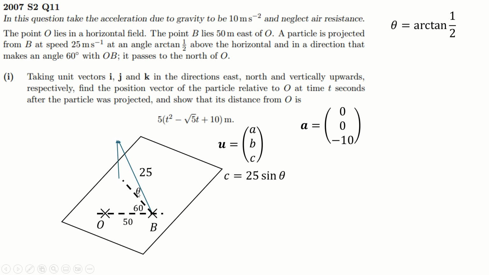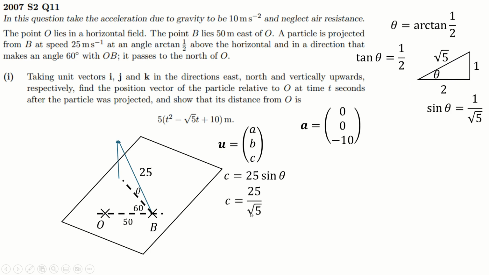Anyway, the k component is the easiest thing to do, and that's literally just 25 sine theta. Now, if theta is arctan of a half, you can draw a little triangle and make the hypotenuse root 5. So sine theta is 1 over root 5. That's all relatively easy. Then we can rationalize, multiplying by root 5 over root 5, and you'll end up with 25 over 5, which gives you this 5 here. So that's its vertical component, the k component of its velocity. I'll deal with the position vector bit in a second, but that's the k component of velocity.